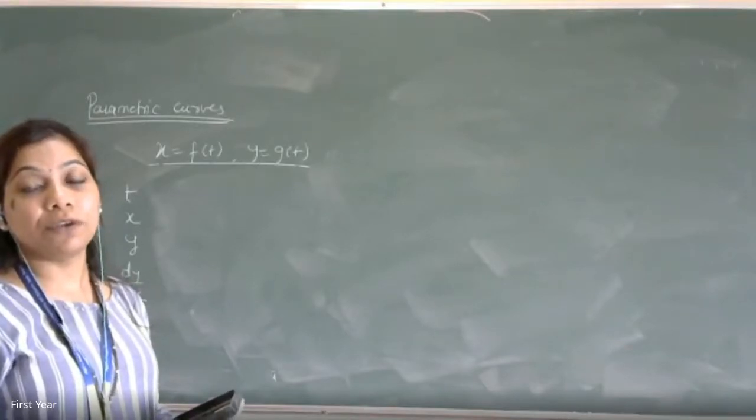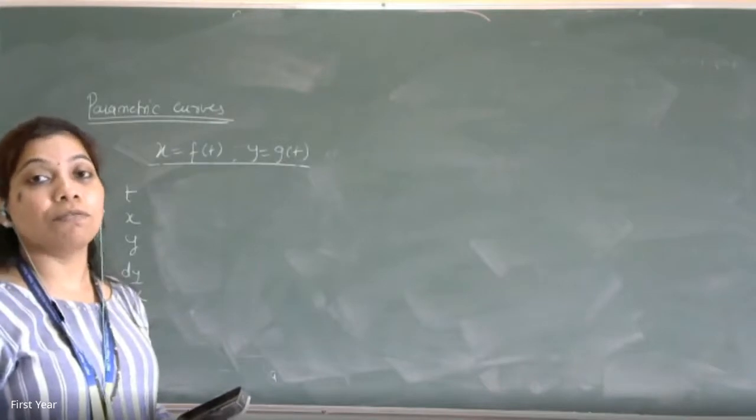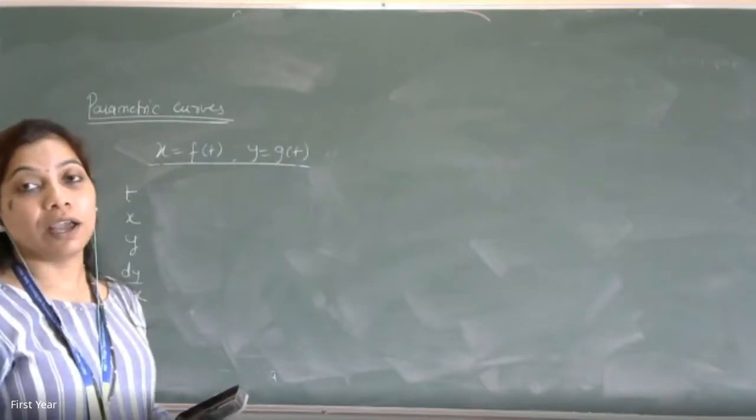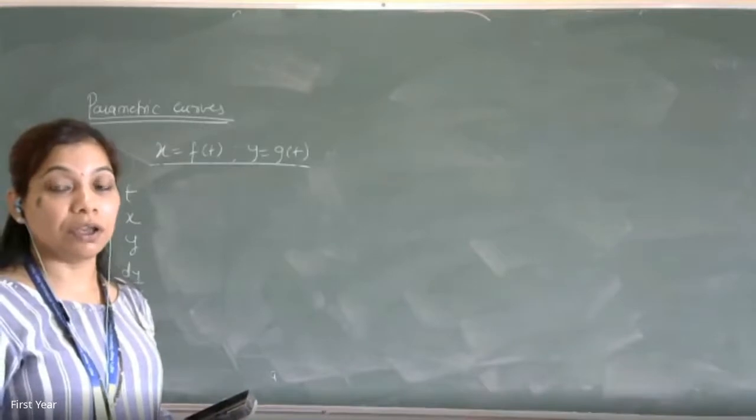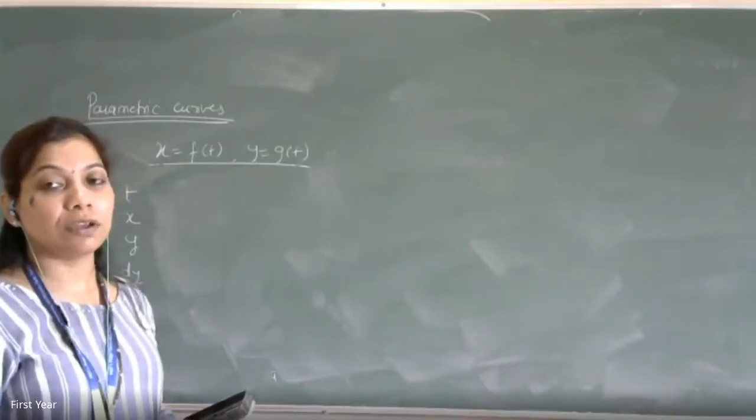Take the values of t in the period of f and g, if they are periodic. Do you understand the meaning of this?